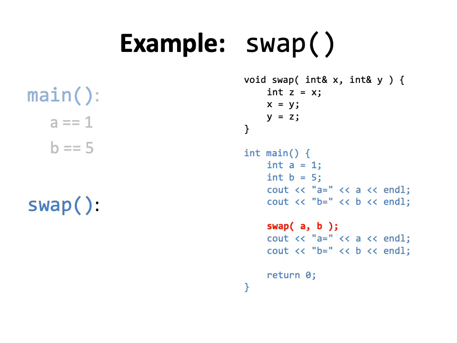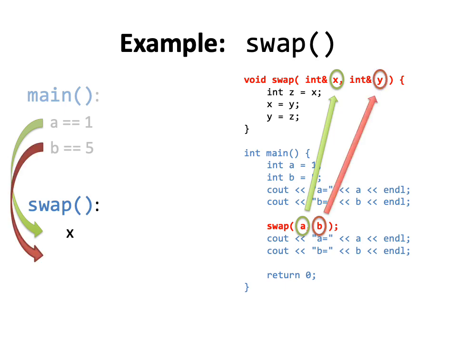So we're not just copying the value of a into variable x, we're going to copy in the memory address. And so when we talk about x, it's really going to be referring to a in the main method. So when swap gets called, it will look at the variable a in the main method, and say, hey, this corresponds to variable x in the swap method. And variable b in the main method will correspond to variable y in the swap method.